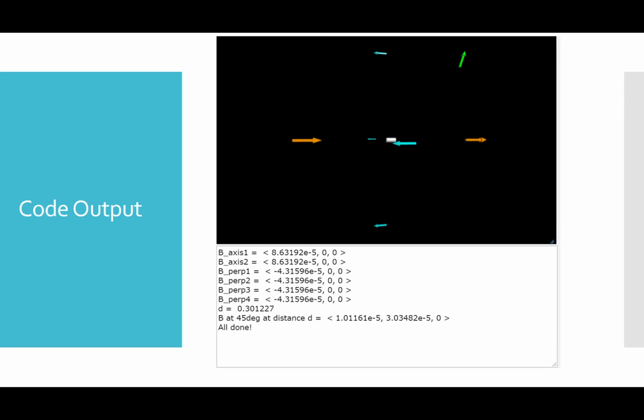As you can see, the two orange arrows show the magnetic field on axis, the cyan arrows show the magnetic field perpendicular to the axis, and the green arrow shows the magnetic field 45 degrees from the axis.